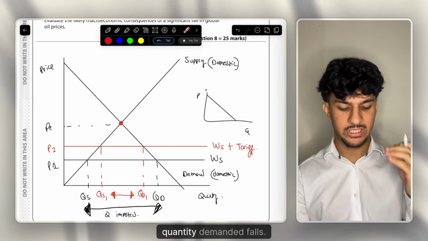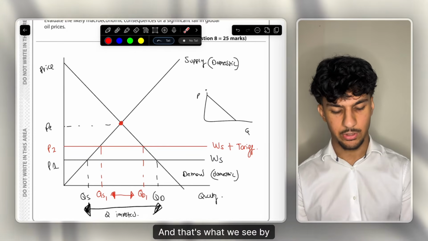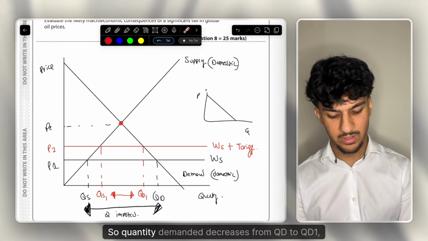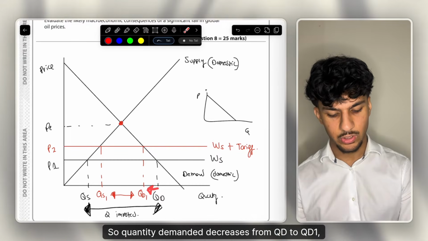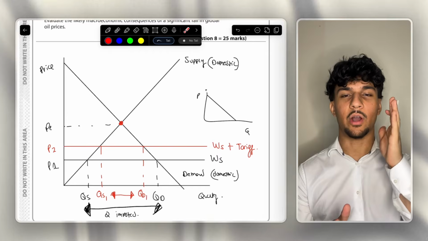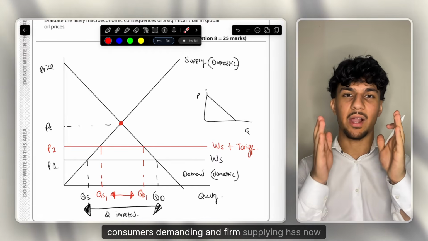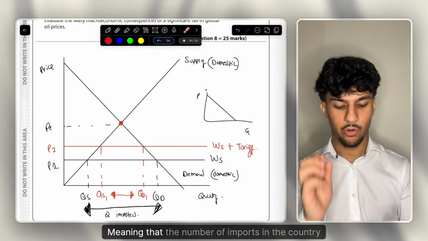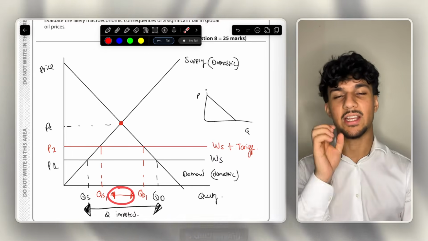When prices go up, quantity demanded falls, and that's what we see by consumers. So quantity demanded decreases from QD to QD1, meaning that gap, that discrepancy between consumers demanding and firms supplying, has now decreased, meaning that the number of imports in the country is decreasing.